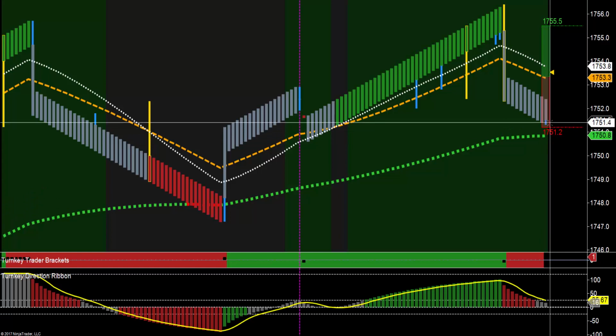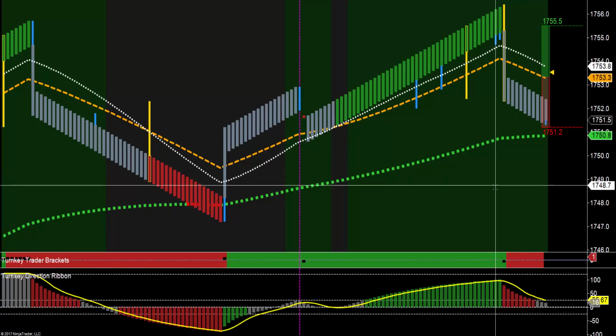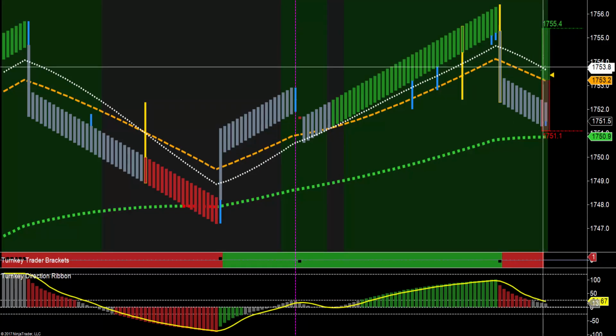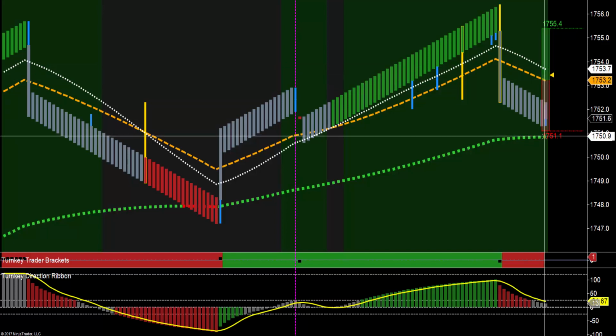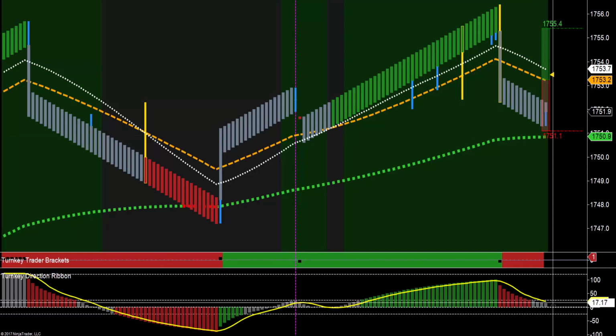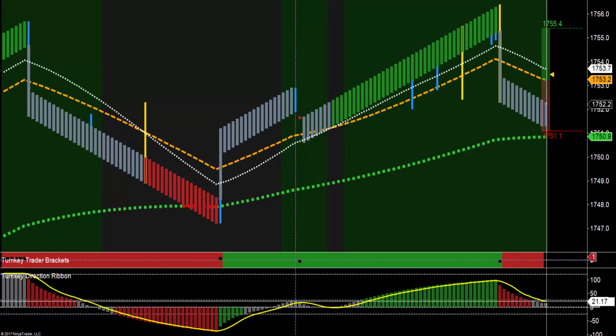So first, let's run through our rules. We're looking for our background color to be green. We're looking for our white signal line to be above our orange trigger line. We're looking for the 200 EMA to be green, which indicates that it is rising. Next, we're looking for our direction histogram to be rising and our yellow line to be above 0.